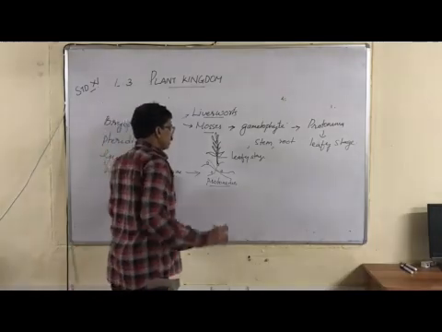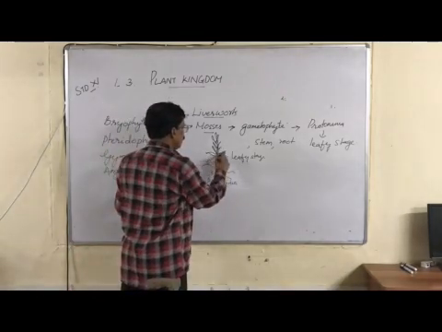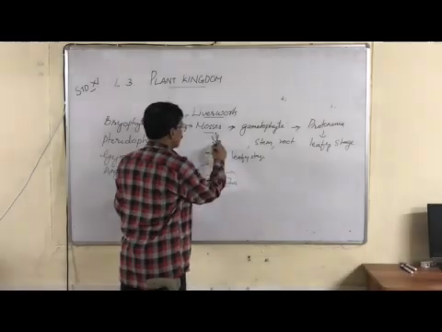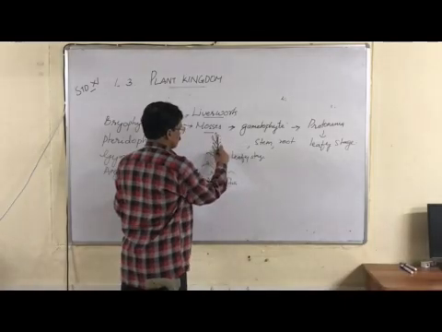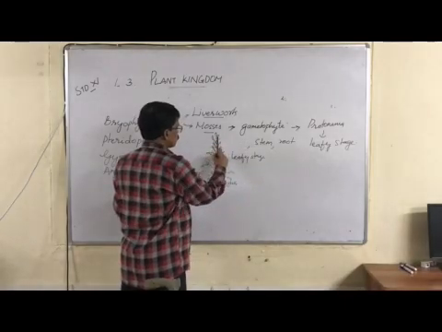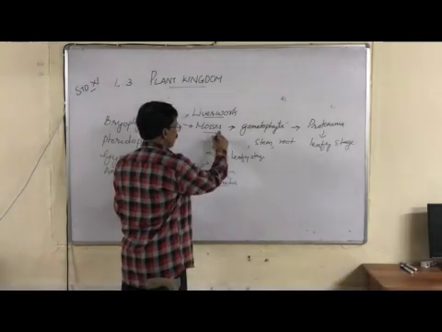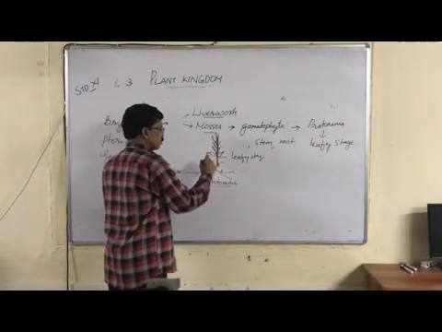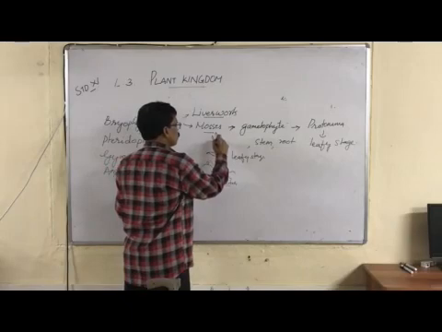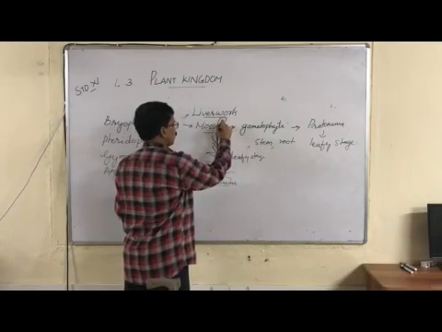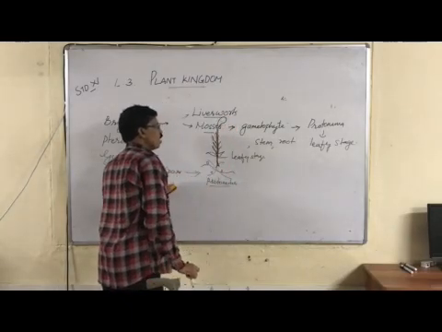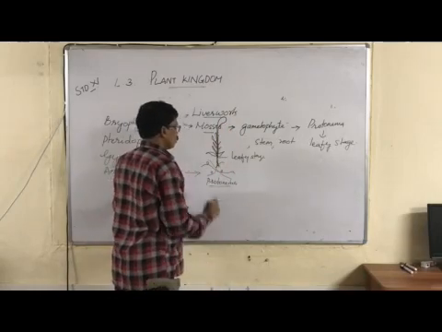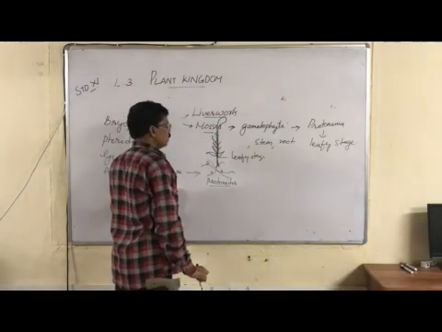In this leafy stage, you can see leaf-like, root-like and stem-like structures. Because of these three structures, mosses are advanced bryophytes. Mosses are advanced bryophytes because they possess the leafy stage.